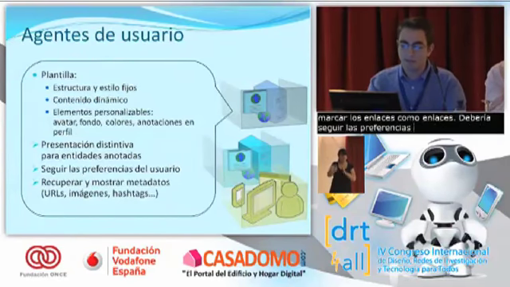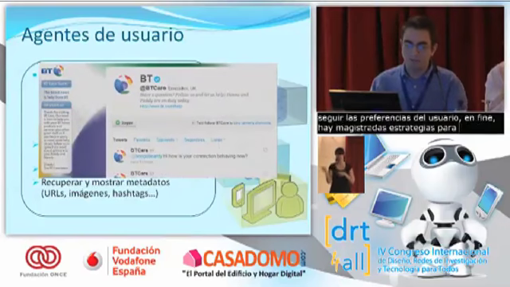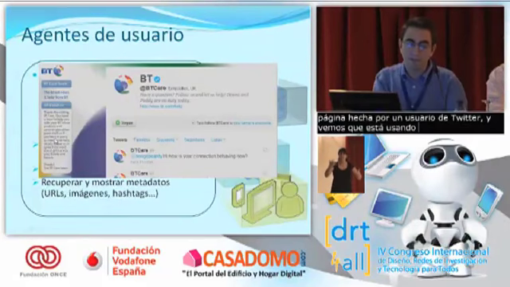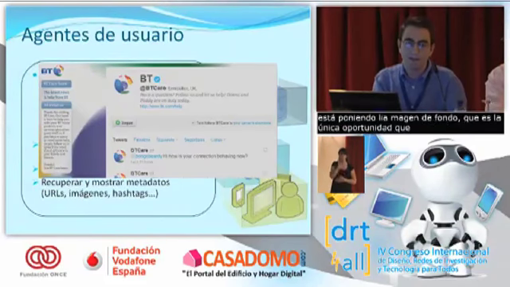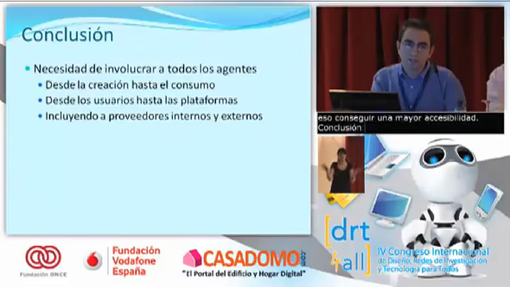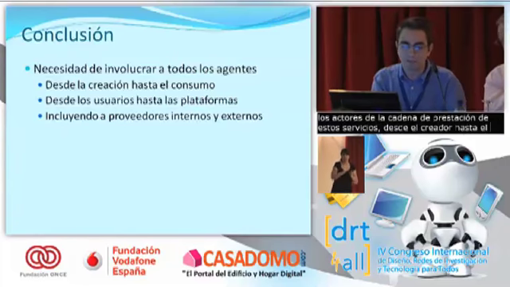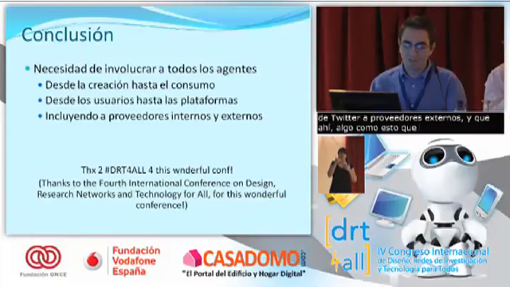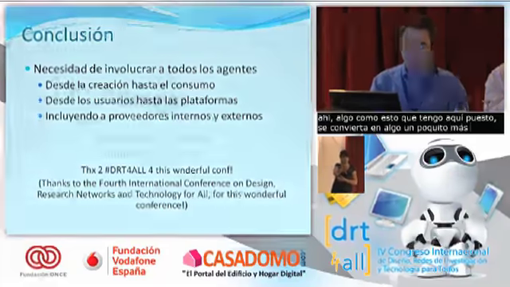There are many strategies that can be used to improve accessibility. This is an example of a page made by a Twitter user, and here we can see that they're using text that is not accessible for a screen reader because it's a background image, which is the only opportunity that Twitter gives. Maybe this could be changed so we have greater accessibility. So it's necessary to involve all the players in the chain, from the producer to the user, the platforms, and even the providers of Twitter and external providers. So that something like this, thanks to DRT for this wonderful conference, could be more legible for all. Thank you very much.